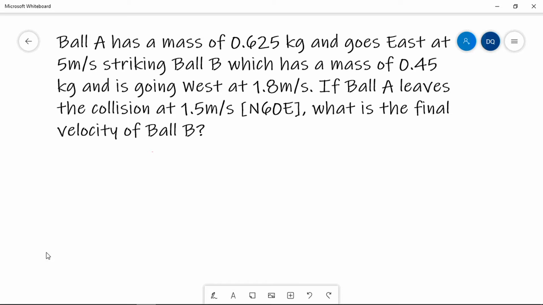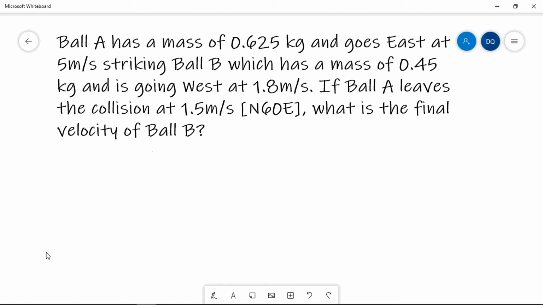So as you just saw, ball A has a mass of 0.625 kilograms, and it's going east at 5 meters per second when it strikes ball B, which has a mass of 0.45 kilograms, which is going west at 1.8 meters per second. After the two balls collide, ball A leaves the collision going 1.5 meters per second north 60 degrees east.